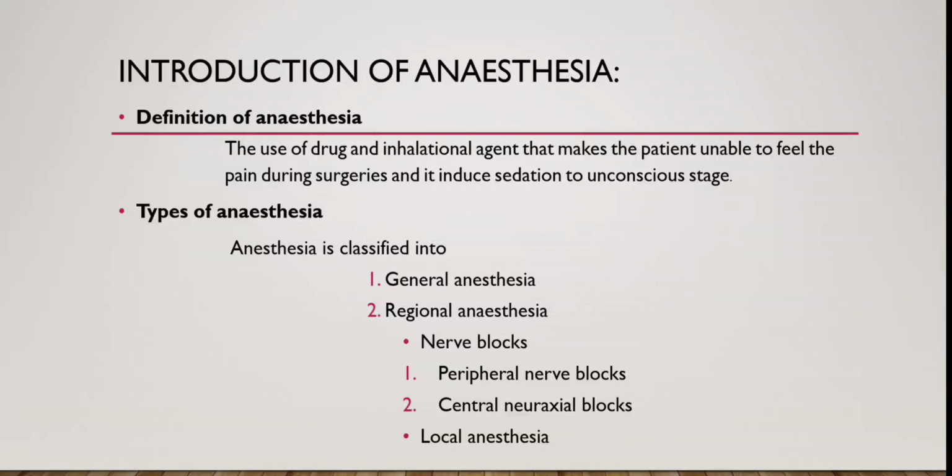Next, types of anesthesia. Anesthesia is classified into general anesthesia and regional anesthesia. Regional anesthesia is further classified into nerve blocks, which include peripheral nerve blocks and central neuraxial blocks, and local anesthesia.